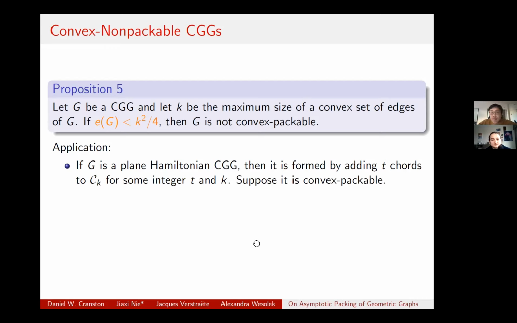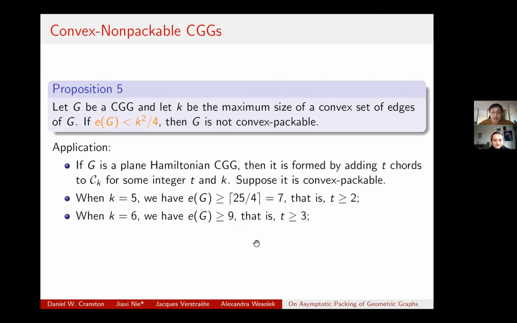And now if we suppose it is convex packable, then according to proposition 5, we know that if the outer cycle is a C5, that is K equals 5, then the number of edges is at least 7, which means that it has at least 2 chords. And when K equals 3, then by the proposition, we know that the number of edges is at least 9, which means that it has at least 3 chords.